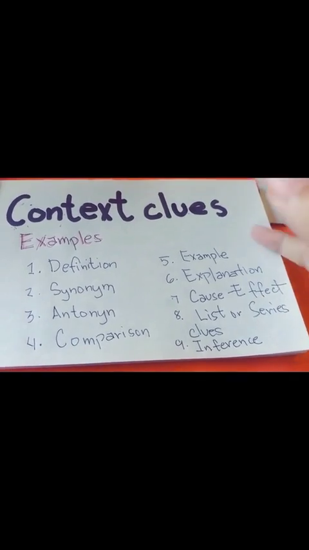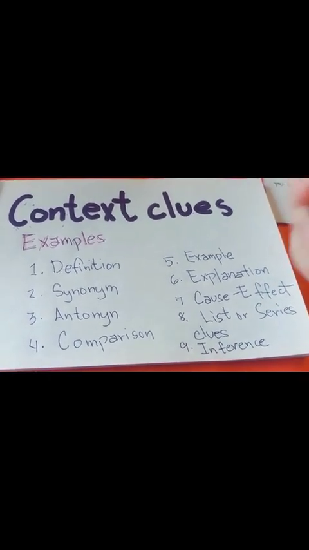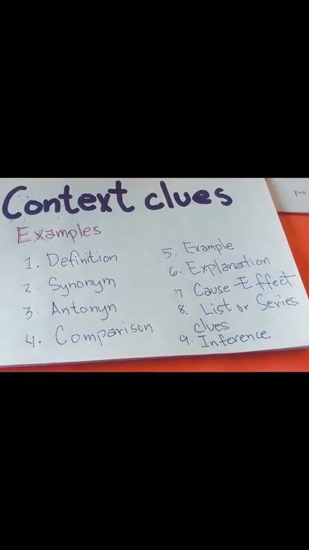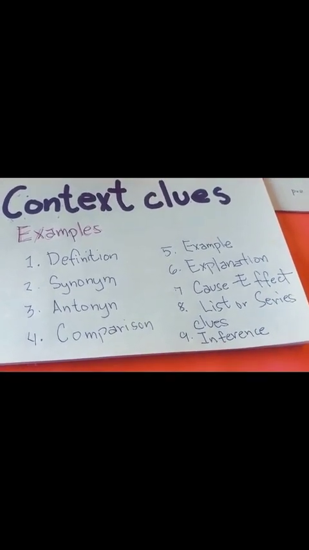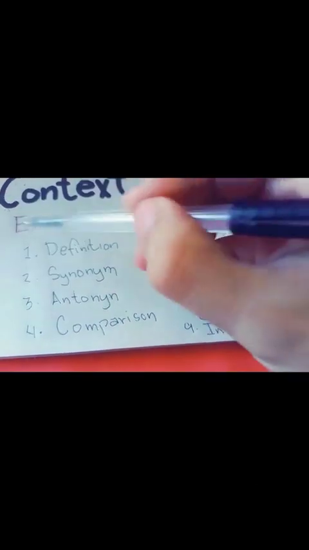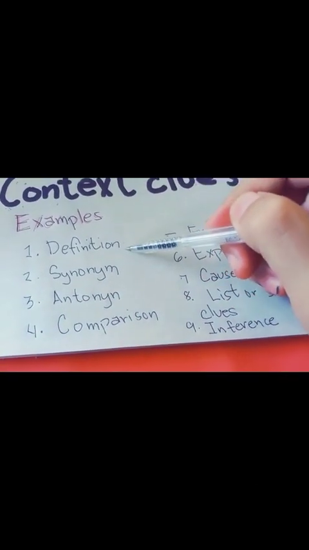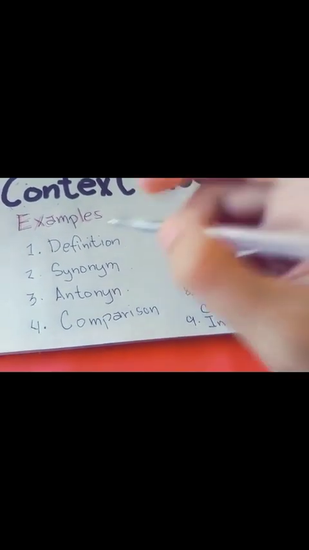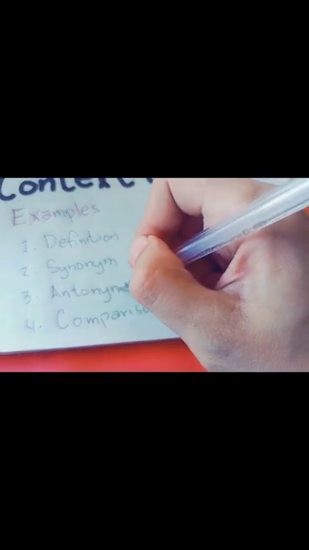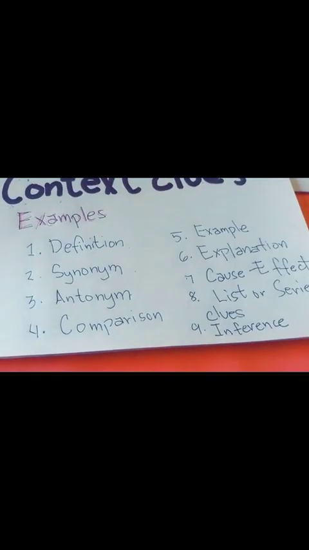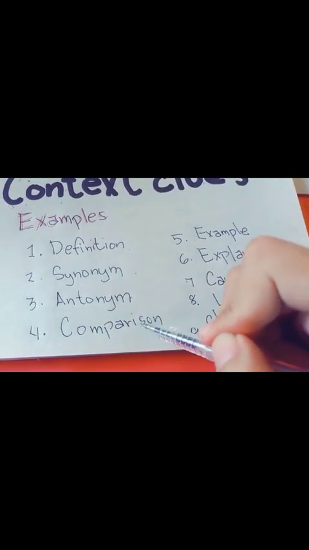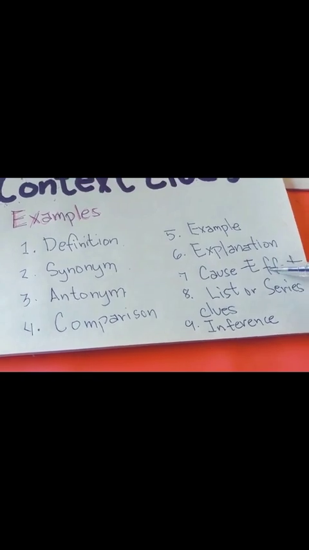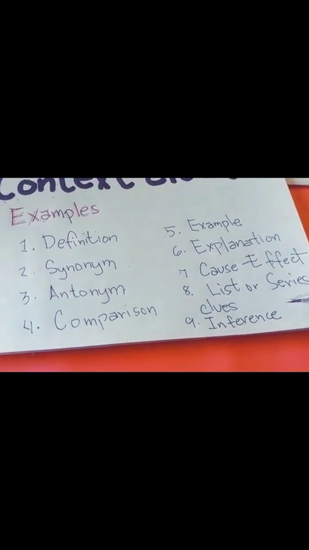And today, again, we are having a continuation of what is context clues. So, ang discussion naman natin today is yung examples, mga different examples ng mga context clues. Pero marami pa, but I'll be just giving you the 9 most common. So, number 1, there is a tinatawag na definition. Pangalawa is yung synonym. Ang pangatlo is yung antonym. And then, pang-apat, comparison. Meron tayong example, explanation, cause and effect, series or serious clues, at saka inference.